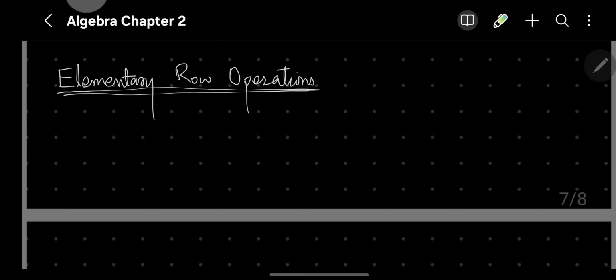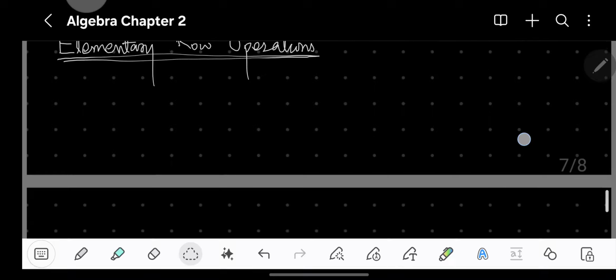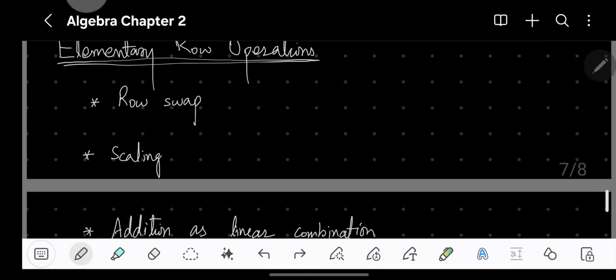Hello. In this video, we will talk about the elementary row operations which are used to solve a system of linear equations. There are three fundamental row operations. The basic three row operations are: the first one is swap, the second is scaling, and the third you can call addition. So what is meant by swap of rows?